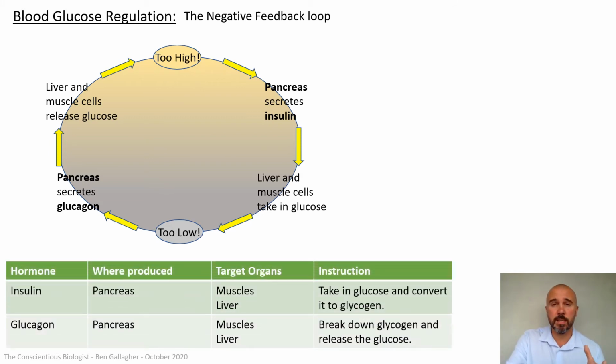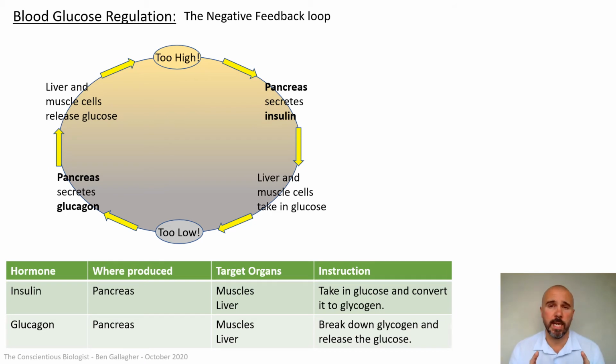Now, to summarize this in a table, like we saw on the previous videos, there's 4 key things you need to know: the name of the hormone, where it's produced, what its target organs are, and what its instruction or its message is. So for this, I've summarized it here. The insulin, well, they're both produced by the pancreas. Target organs are the same, muscles and liver. But the instruction of insulin is to take in glucose and convert it to glycogen. Glucagon is the reverse, break down your glycogen and release the glucose.